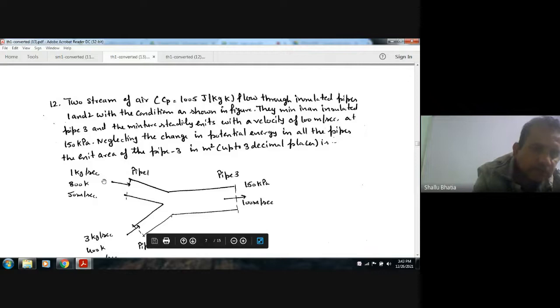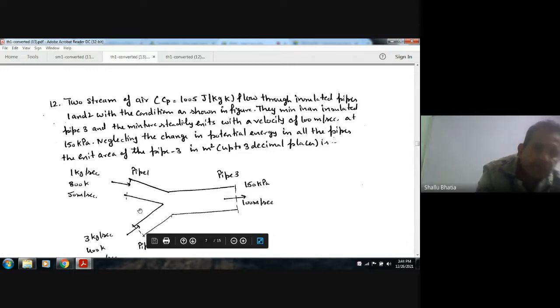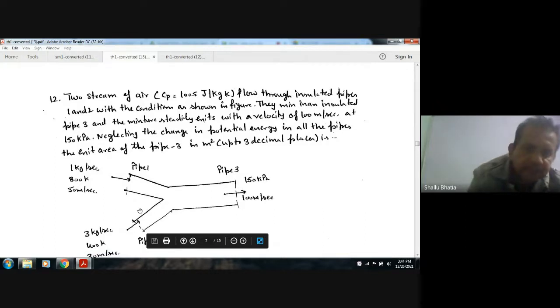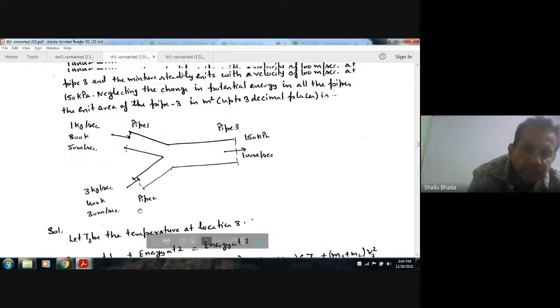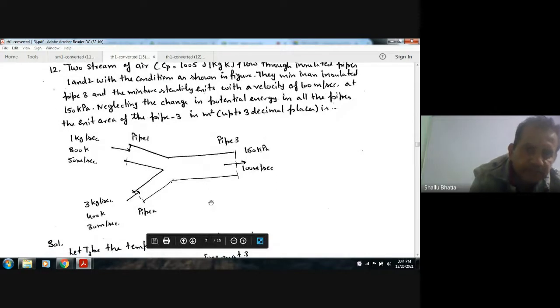So this is the mass entering in pipe 1, and this is the mass entering in pipe 2. They are getting mixed, and the final temperature, final pressure, and final velocity result. The initial temperatures and initial velocities are given. Now you have to calculate the exit area. This area you have to find.